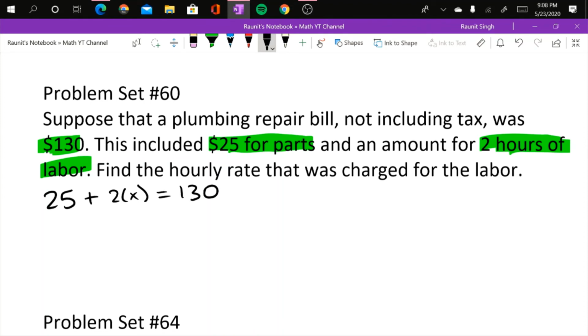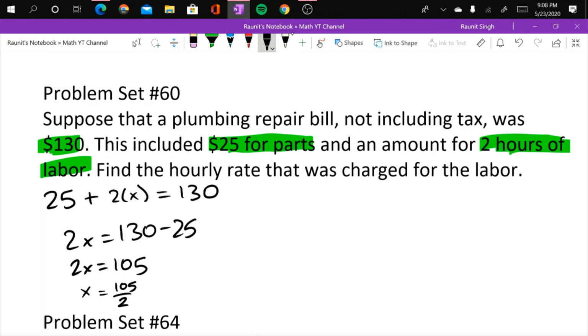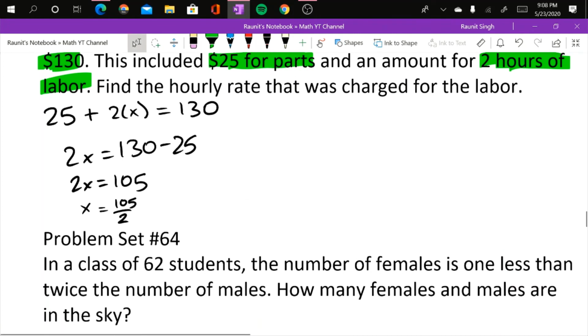We're just going to subtract 25 from both sides, which brings us to 2x is equal to 130 minus 25. And 130 minus 25 is 105, so 2x equals 105, and then x equals 105 over 2. Since we want it in decimals, because money can be in decimals, we can just do long division, 105 divided by 2.